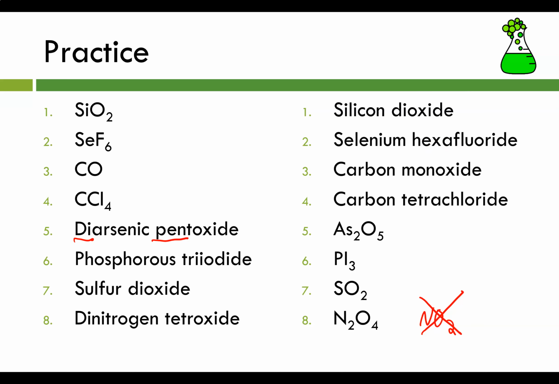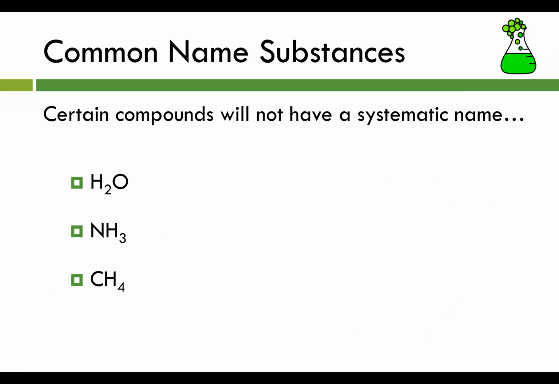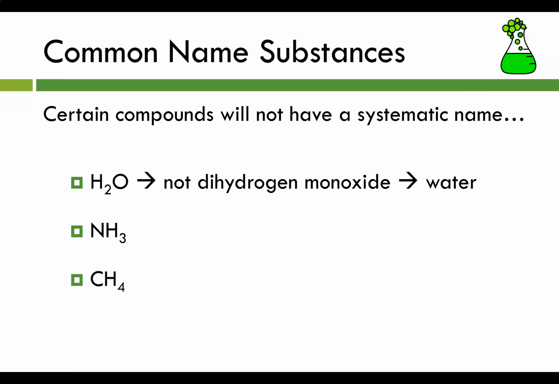All right, to wrap up, I want to talk about 3 exceptions to these naming rules that we've been applying. So certain substances have what we call a common name, where we're not going to use the same set of rules that we just have been applying to all the other covalents. The first molecule I know you are familiar with. It's not dihydrogen monoxide. You don't sound super sciencey when you ask for that instead of water. This is not the correct name. H2O is water. It is incorrect to call it dihydrogen monoxide.